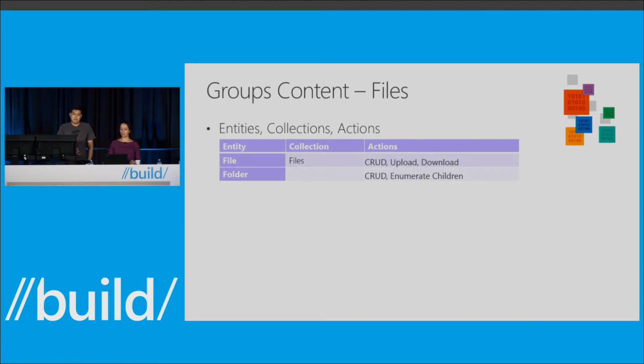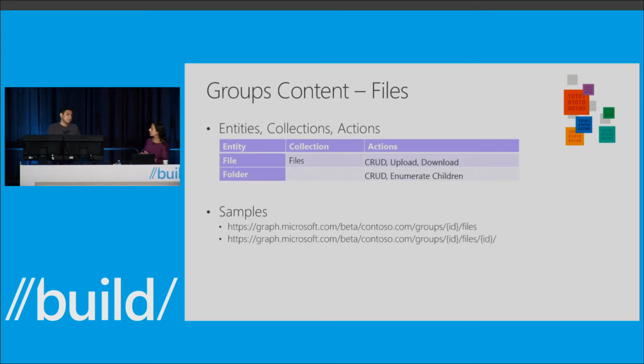And then we get to the group files. In the group files, we have the files collection that allows you to get all the different members, both folders and files, that belong to that particular group. You have full support. You can download a particular file. And on the folders, you can enumerate all the children that belong to that particular folder.